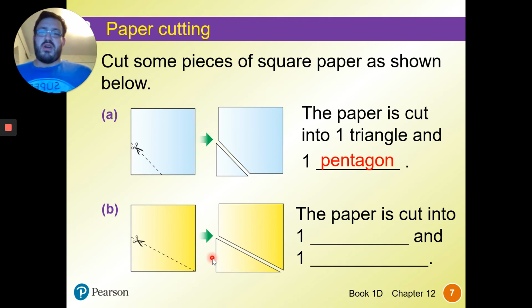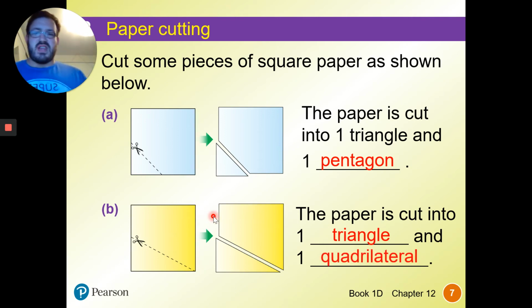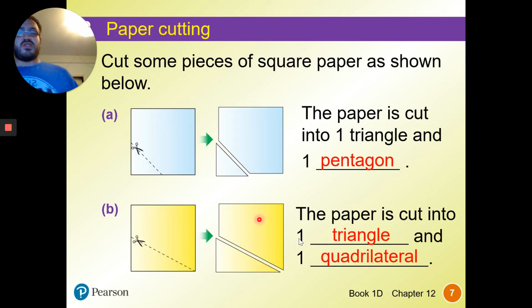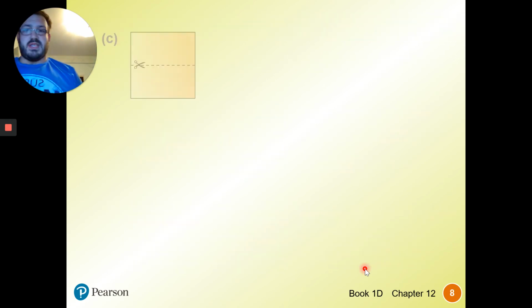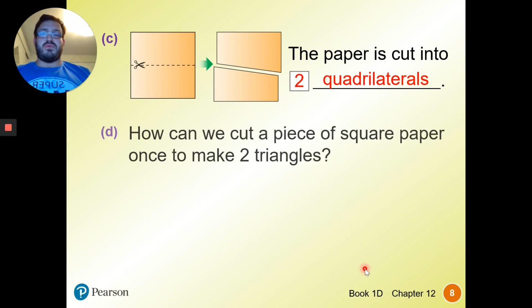Now, when we cut this triangle off, we have removed 2 sides, but have we changed the amount of sides here? 1, 2, 3, 4. We have, so we know it's a quadrilateral. Remember, we can be lazy and just call it a quadrilateral because it's not asking us to specifically name what kind of 2D shape it is. So this piece of paper is cut into 2 quadrilaterals.